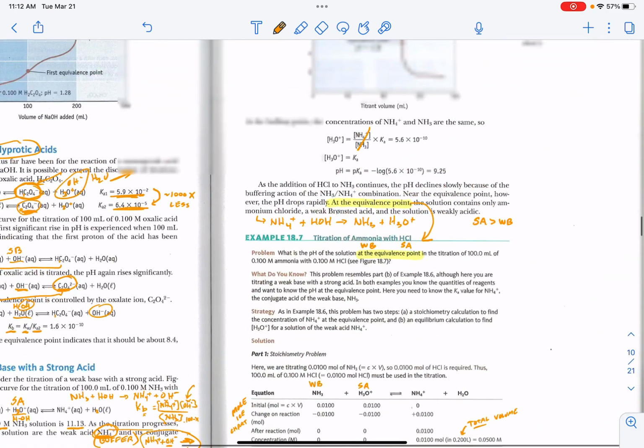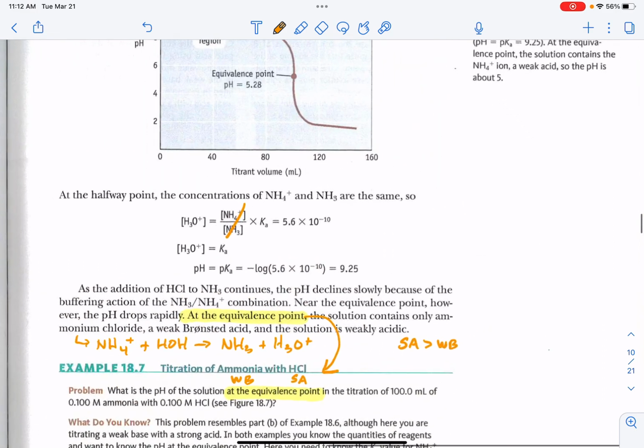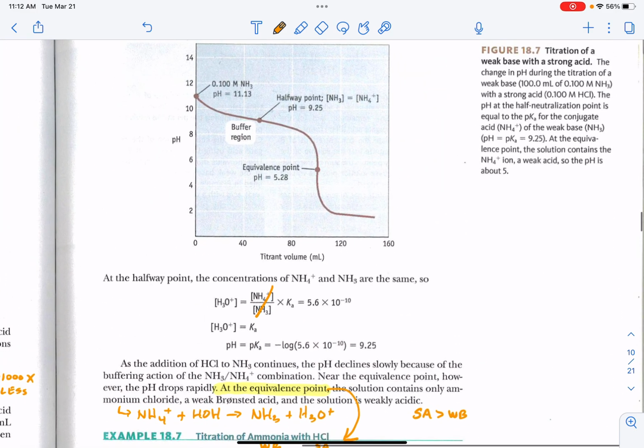And if you're producing hydronium ions, then you can find the pH of that. And you find the pH of that in this section here, but let's quickly look at the graph. So here's my original pH of my weak base. And here's where we're trying to find the pH at the equivalence point. Weak base, strong acid, strong wins, so my pH is obviously going to be less than 7.